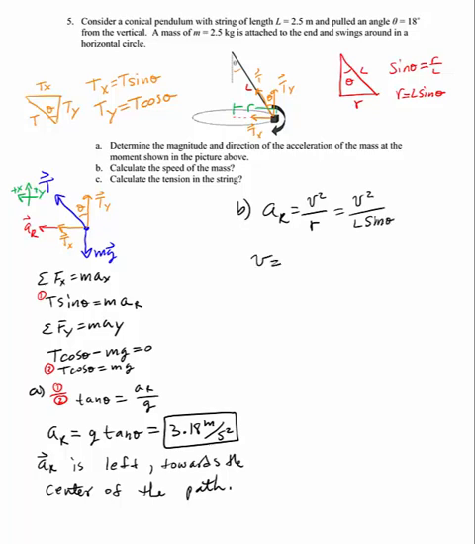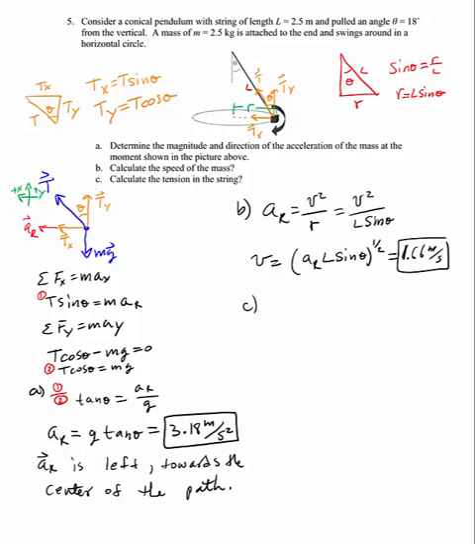So the speed v is the square root of the radial acceleration, which I just found, times L sine theta, just like that. And I plug it in to get 1.66 meters per second.